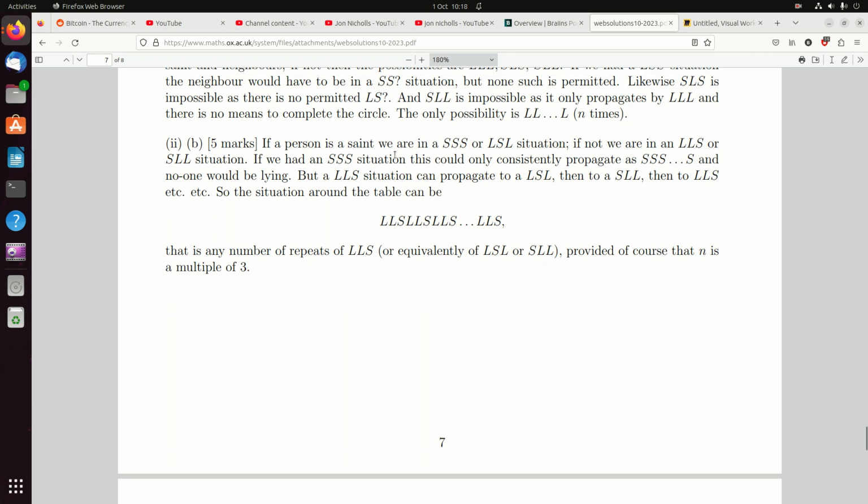If one person is a saint, we are in a SSS. So they've assumed the first person is telling the truth, yeah? So SSS or LSL situation. I was just considering the LSL situation. If not, we are in an LLS or SLL situation. If we had an SSS situation, this could only consistently propagate as SSSSS, and no one would be lying. So that's the point. And I haven't said this. I think I'd definitely lose a mark here.